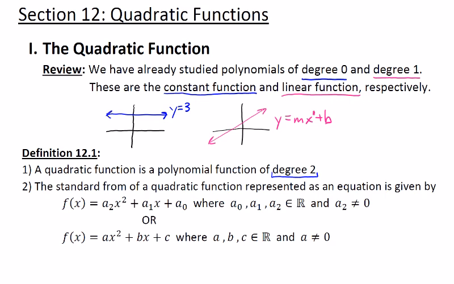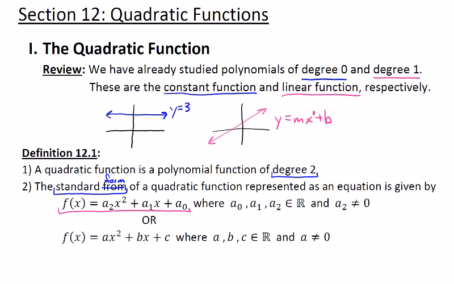So number 2 tells us the standard form, that should say form, not from, standard form of a quadratic function represented as an equation is given by, and then we have two different representations for the quadratic equation. The first version of this right here is going to be more geared toward a generalized polynomial type notation. We'll talk more about this type of notation once we get into the section on polynomials. There'll be 3 sections. I believe it's 13, 14, and 15 that'll be coming up.